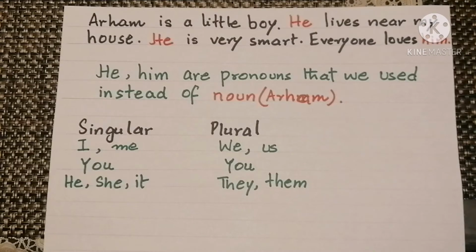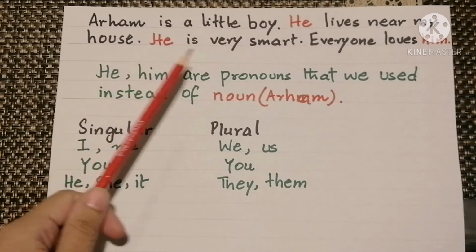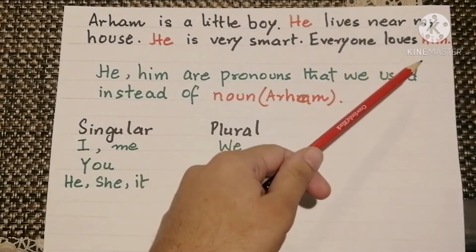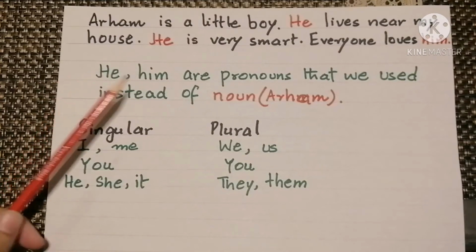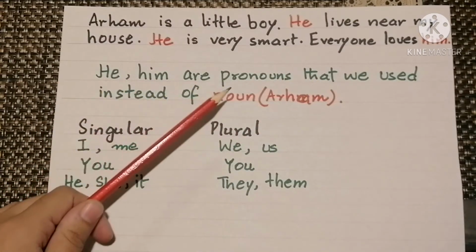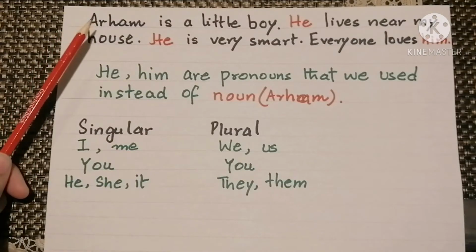Now Arham is a little boy. He lives near my house. He is very smart. Everyone loves him. He and him are pronouns that we used instead of noun, that is Arham.